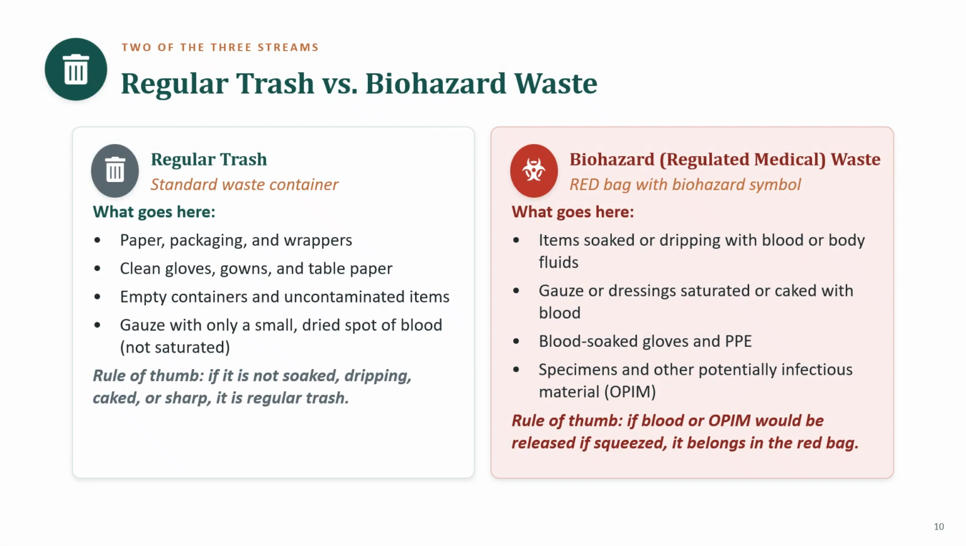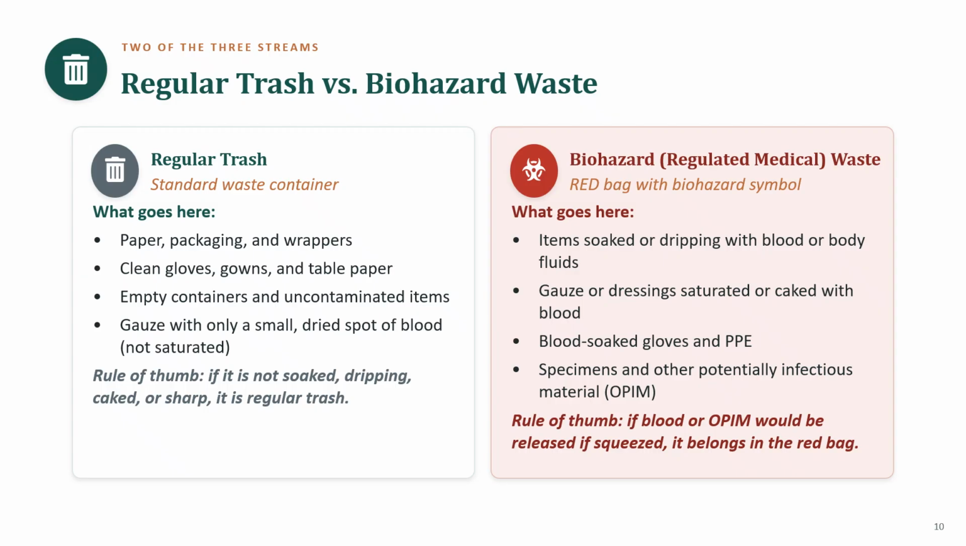Now let's sort out two of the three streams: regular trash and biohazard waste. This is where students get nervous, but there's a simple test. Regular trash is for everything that is not soaked, dripping, caked, or sharp. That means paper, packaging, wrappers, clean gloves and gowns, used exam table paper, empty containers, and even gauze that has only a small dried spot of blood on it.